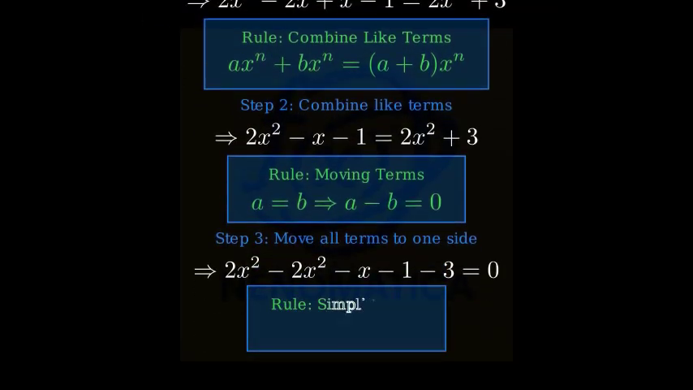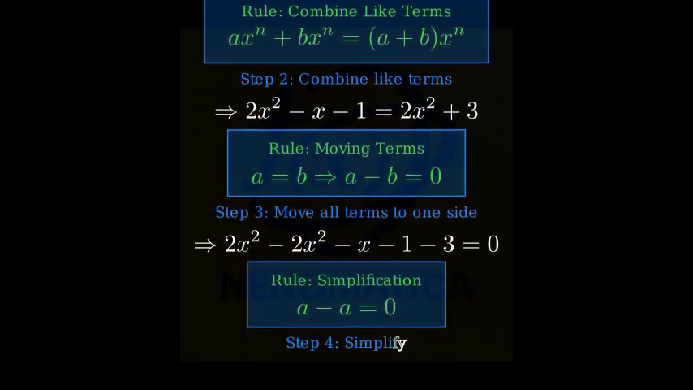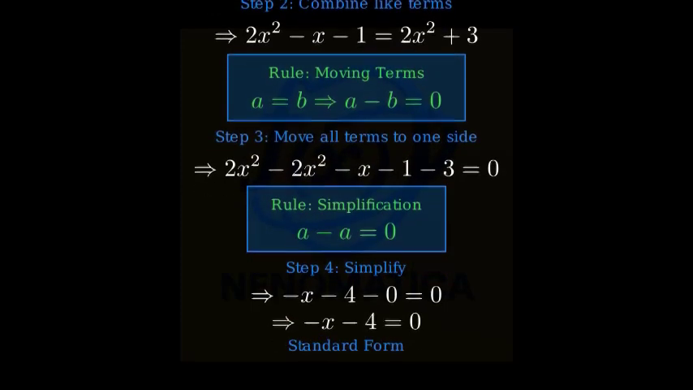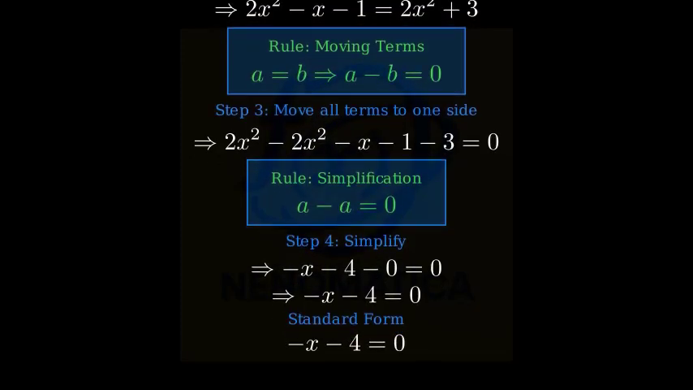Let's simplify this expression. 2x squared minus 2x squared equals 0, and negative 1 minus 3 equals negative 4. So our equation becomes negative x minus 4 equals 0. After simplification, our equation has been reduced to the form negative x minus 4 equals 0. Let's rearrange this in standard form.